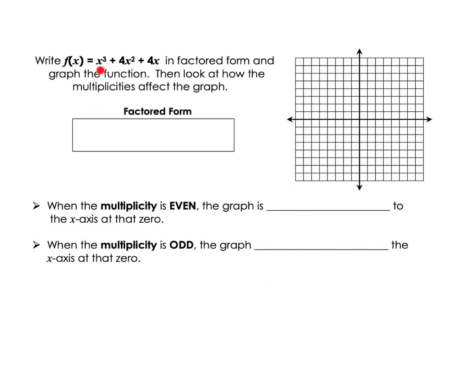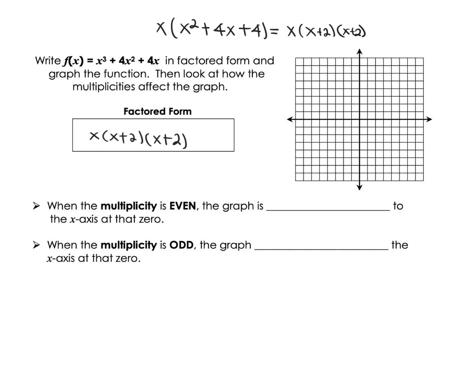Write f of x equals x to the third plus 4x squared plus 4x in factored form and graph the function. Then look at how the multiplicities affect the graph. So we can factor this by first factoring out an x. Then we need two numbers that multiply to 4 and add to 4, and that's going to be positive 2 and positive 2. So it's x times x plus 2 times x plus 2. So then we have zeros at -2 and at 0.